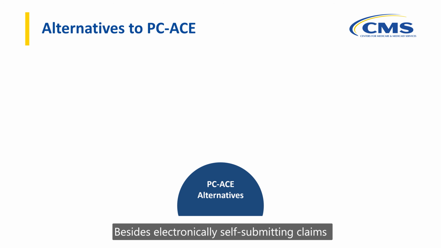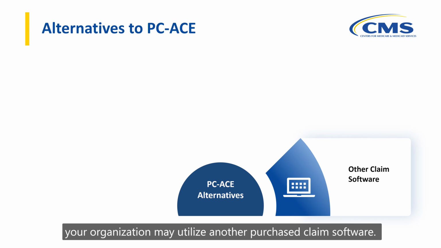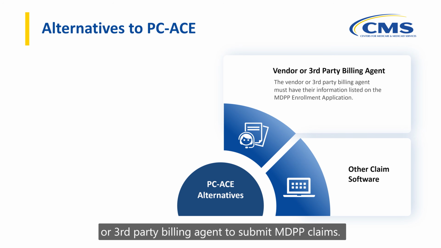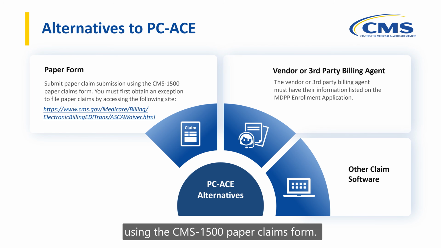Besides electronically self-submitting claims using the free PCA software, your organization may utilize another purchased claim software. Your organization may utilize a vendor or third-party billing agent to submit MDPP claims. Any vendor or third-party billing agent must be listed on your MDPP enrollment application. Your organization may also file claim submissions using the CMS 1500 paper claims form.